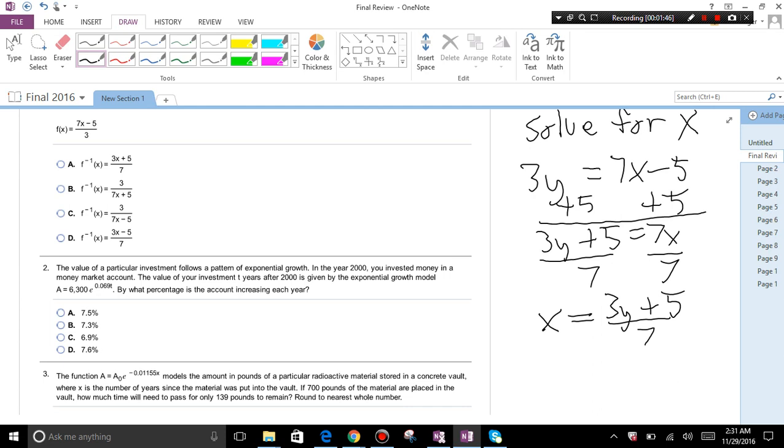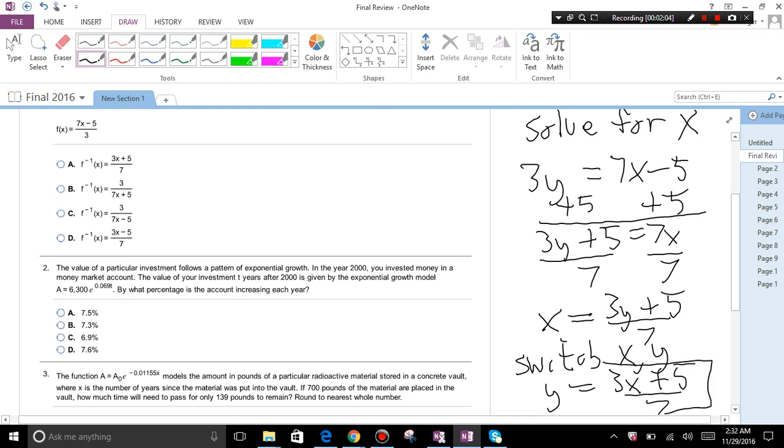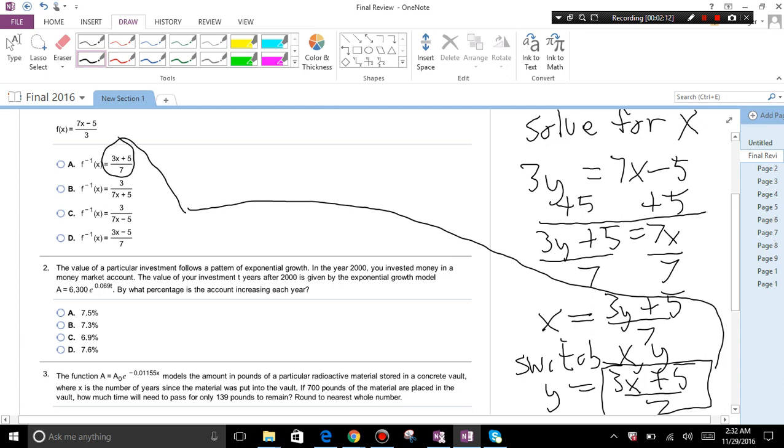And then the final thing you do is you switch the x and the y. And so you just literally switch the letters. So you get y equals 3x plus 5 over 7. And that, once it is in terms of x, is the inverse. 3x plus 5 over 7. That is the inverse.